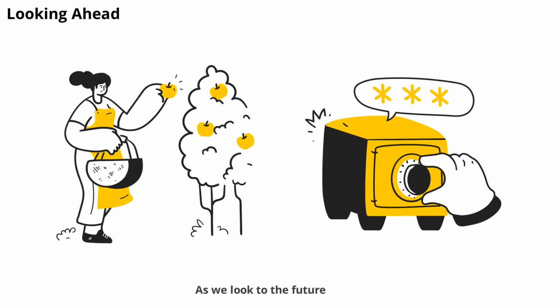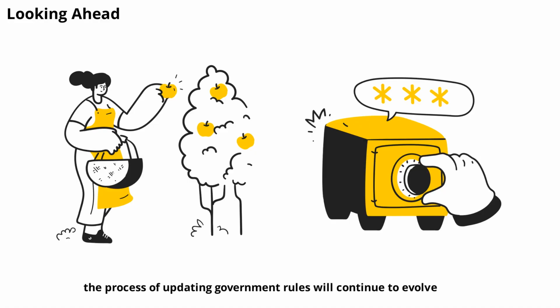As we look to the future, the process of updating government rules will continue to evolve. New technologies, global challenges, and changing public expectations will shape how rules are made and updated. By understanding this process, we can all play a more informed role in shaping the laws that govern our lives.